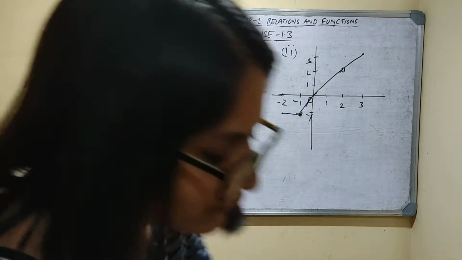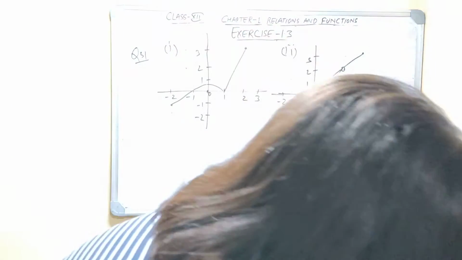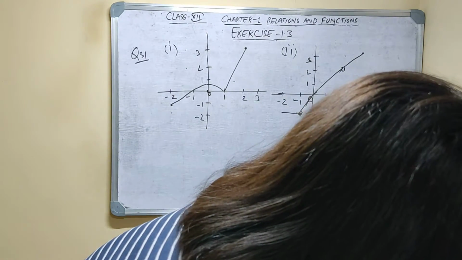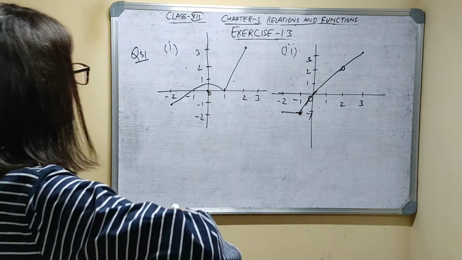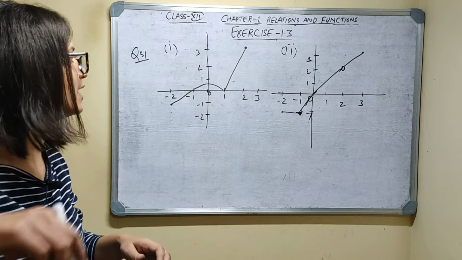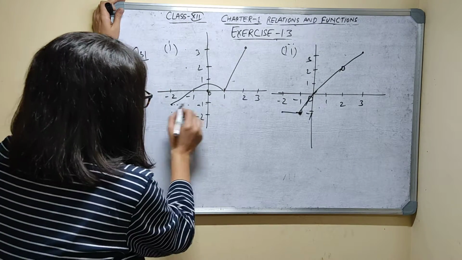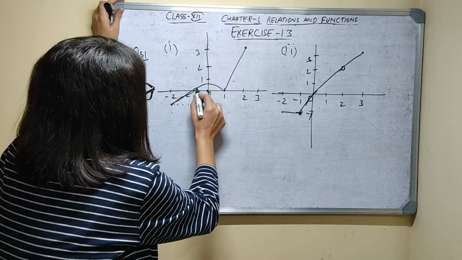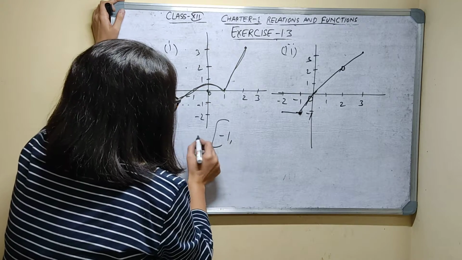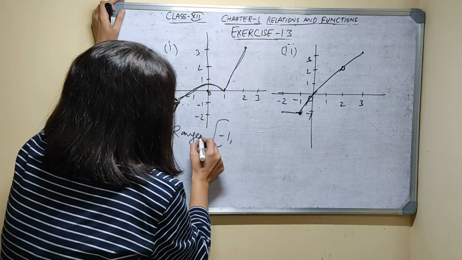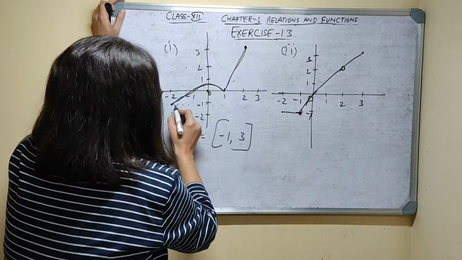So you can see the graph. Find the graphs of the following functions and find their range. How will you find the range? Range means y value. From here you can see minus 1, and the continuous graph goes from minus 1 to 3. So the range is minus 1 to 3, and 3 is included because this dark dot is given.